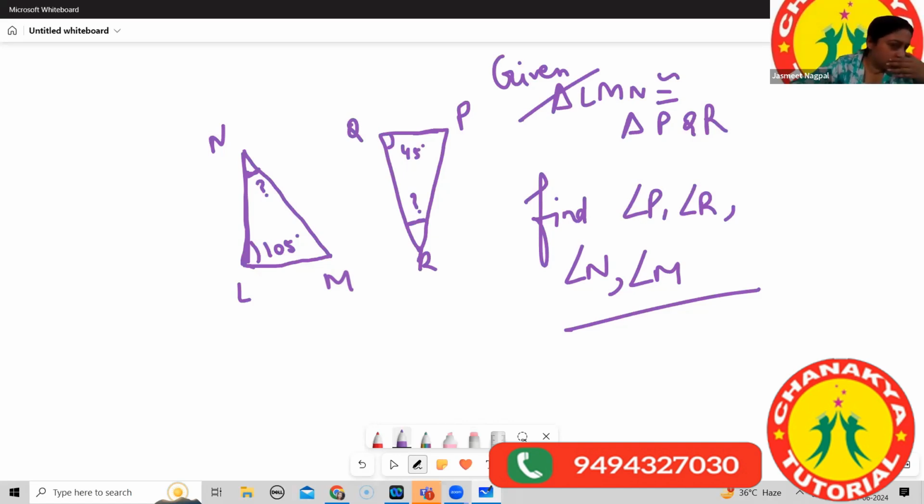So in this question, 105 and 45 are given to you only. You have to find N, P, R, and M. But these two triangles are congruent, so you will write all the steps and measure it. Ma'am, congruent means they're equal, right? Yes, I know. Equal.